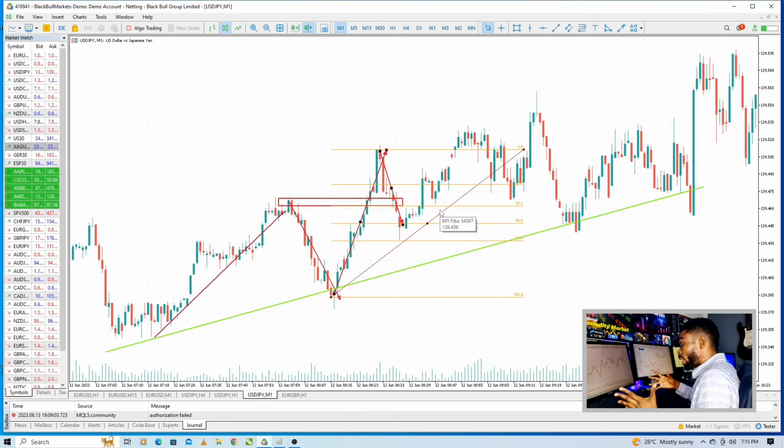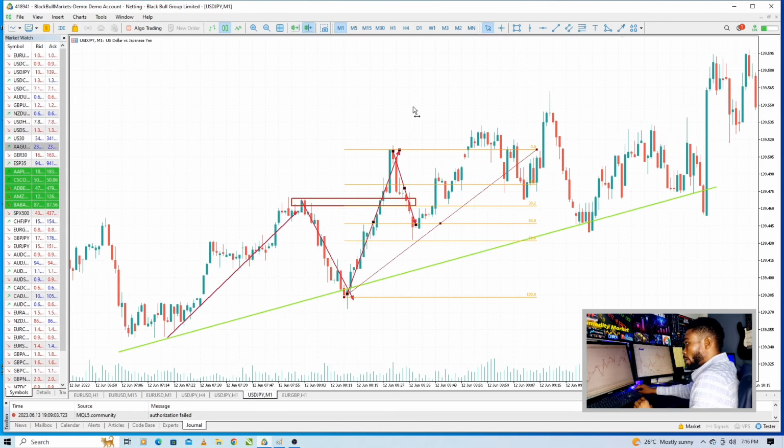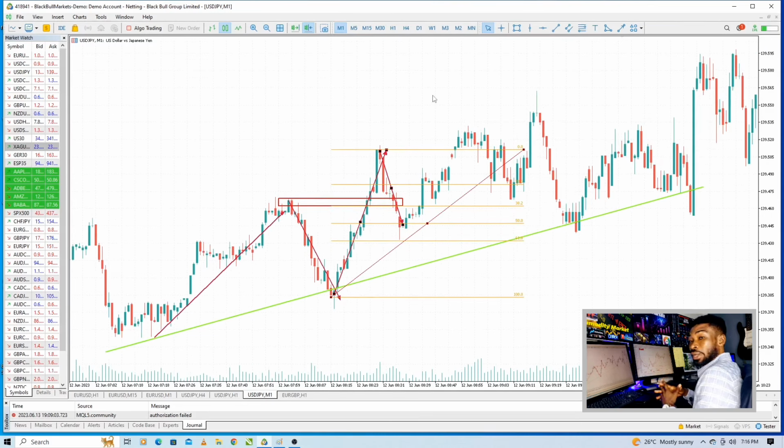So here is the M1 time frame, and Fibonacci levels work on any time frame at all, either M1, M5, M15, H1, H4, daily. Fibonacci levels work on any time frame. So here I'm using the M1 time frame to analyze the market right now.